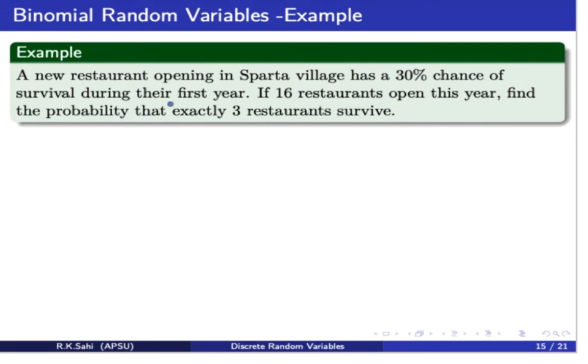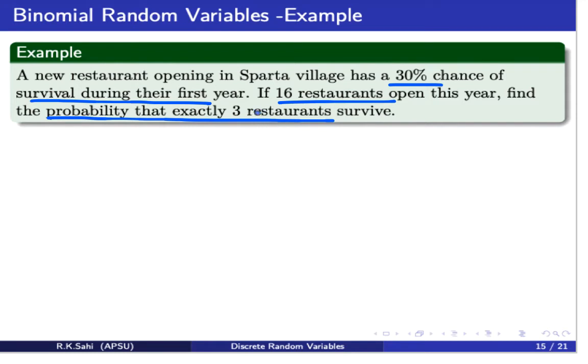A new restaurant is opening in Sparta Village. And this new restaurant has a 30% chance of survival during the first year. If in total 16 restaurants open this year, what is the probability that exactly 3 of these restaurants survived? Now keep in mind, guys, we have to make sure what is the random variable we are looking at. Is it binomial? If it's going to be binomial, it has to satisfy those 4 characteristics.